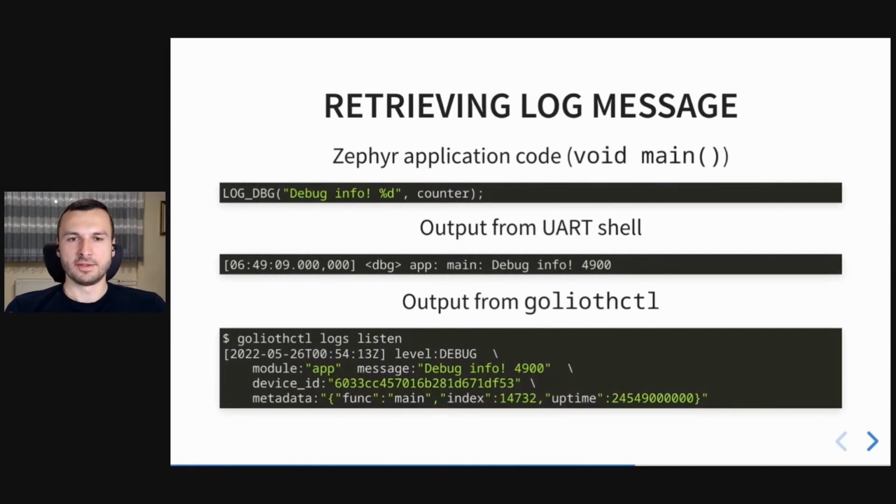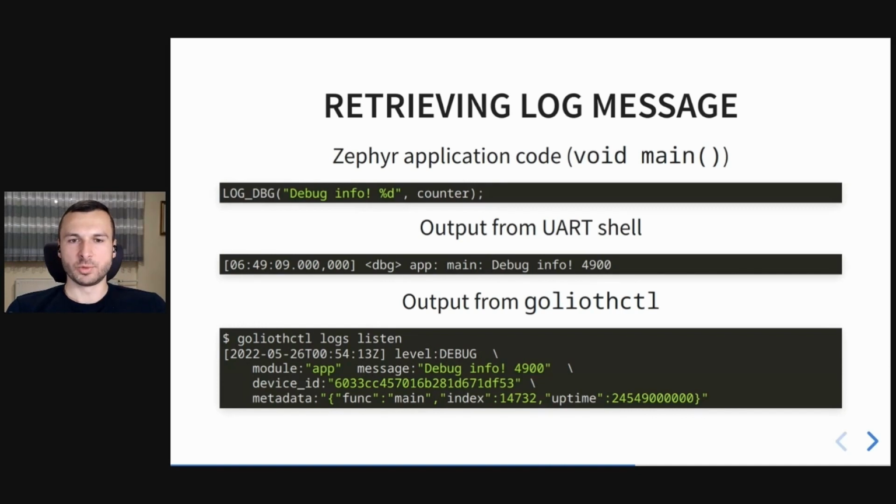So we already know how the packets look, and that they are pretty small over the internet connection. And let's look at how we can right now retrieve those packets and display them. Here we produce a debug message with a counter. We can see from the output of the UART that there is the timestamp, which is 6 hours, 49 minutes, 9 seconds. There's the debug log level severity. The app module produced that, and it was in the main function. And the log message is debug info 4900.